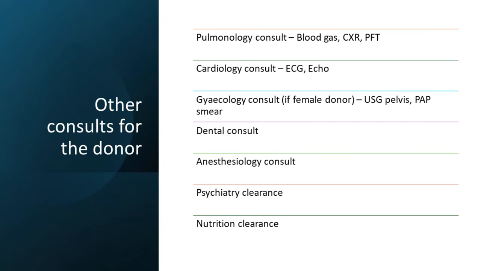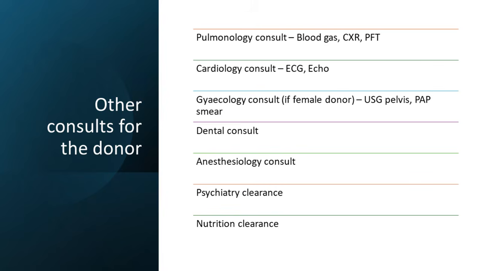And a nutrition clearance. Most of the adult patients would either be undernourished or they'll be obese. You will not get a BMI at the right value. So a lot of times we have to tell them, the donor, either lose weight or put on weight. So that again becomes a waiting time.